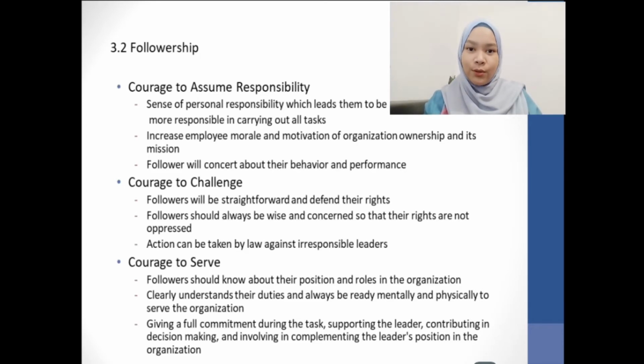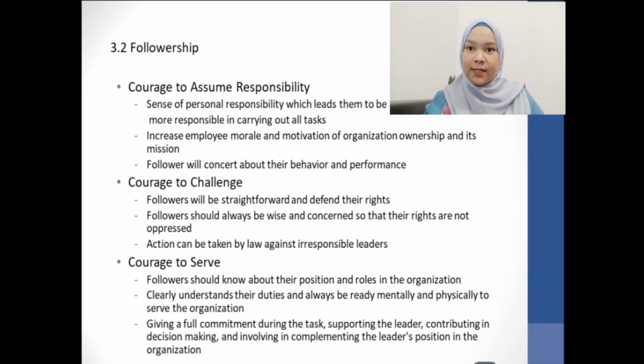Next is the courage to challenge. The effective followership will straightforwardly defend their rights if the leaders are involved with contradictory and biased decision-making and actions in determining the best solutions or directions of the organization. Employees should always be concerned and wise about their rights and not be oppressed. Employees have the right to speak out and action will be taken by the laws against the irresponsible leaders.